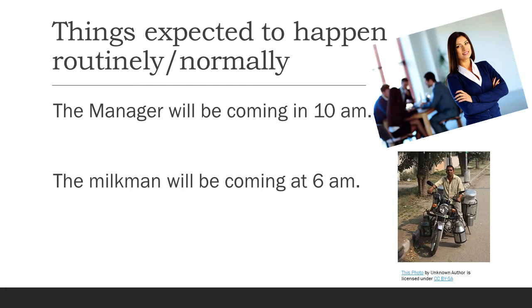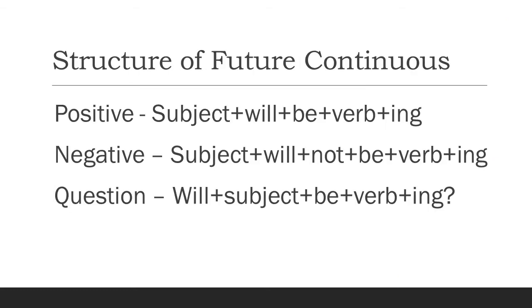You use the future continuous to talk about things that are expected to happen routinely or normally, okay, regularly. For example, the manager will be coming in at 10 a.m. So that's a regular thing. That's the time she would come every day. Another one is the milkman will be coming in at 6 a.m. So for normal things, right? Let's look at the structure of the future continuous.